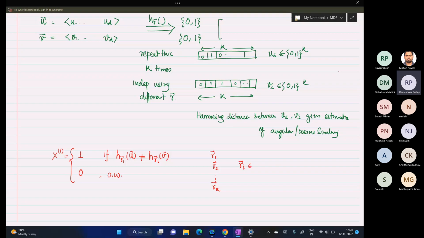Ri is a d-dimensional vector whose each coordinate is sampled from a normal distribution with mean 0 and unit variance.